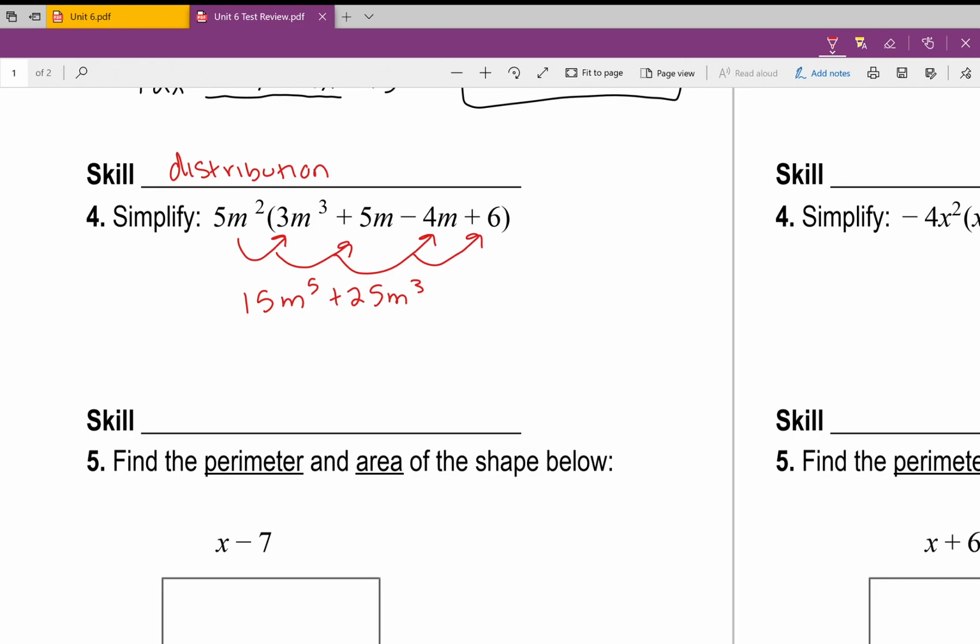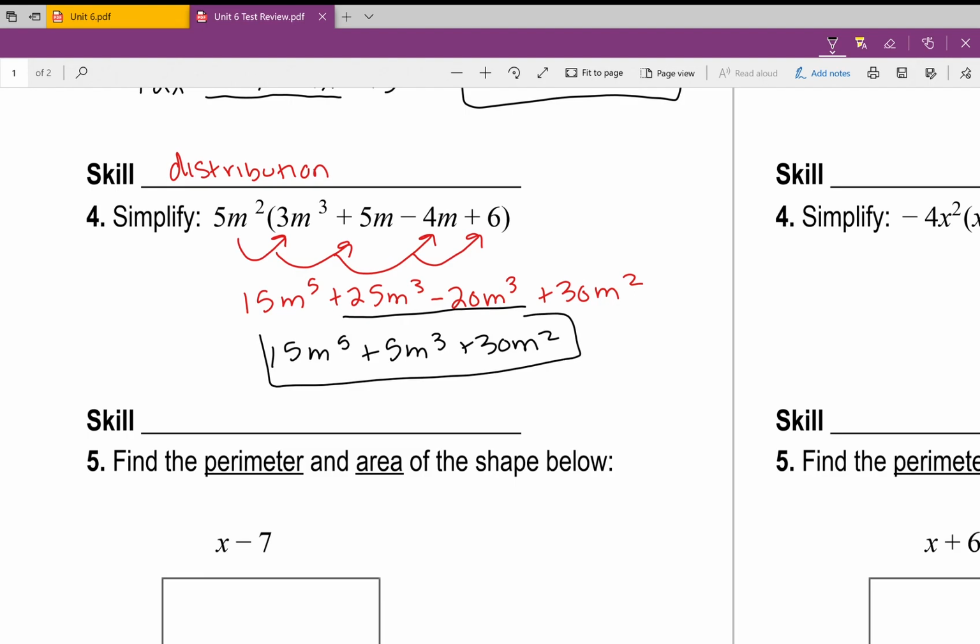5m squared times negative 4m is negative 20m to the 3rd. 5m squared times 6 is positive 30m squared. So then we combine like terms. So those are the ones in the middle because they both have m cubed. So I have 15m to the 5th plus 5m cubed plus 30m squared. So that's my answer.